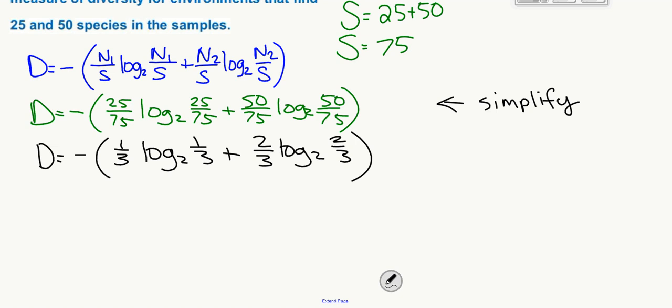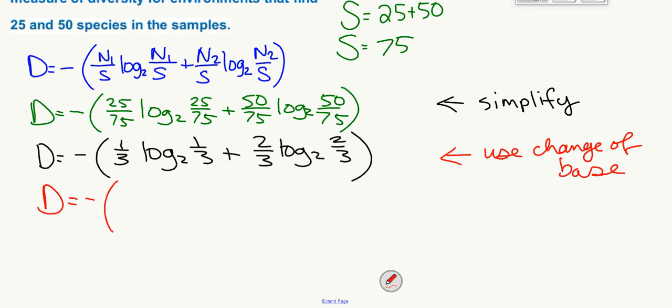And then I'm going to use change of base and all of these things to see what I can do as I go, and then try to type it in a calculator. So the next thing I'm going to do is use change of base. I can use either ln or a base 10 logarithm. I'm going to use base 10. So here D equals negative parentheses 1/3. And then I'm going to change that into a fraction. It's going to be log 1/3 over log 2.